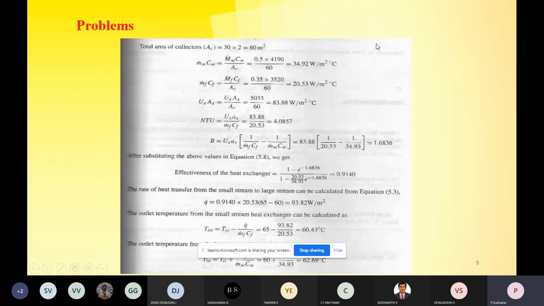Any doubt in this problem? No, sir. Everyone understood how you are finding the outlet temperature of the small stream and the large stream? Yes, sir. Okay.